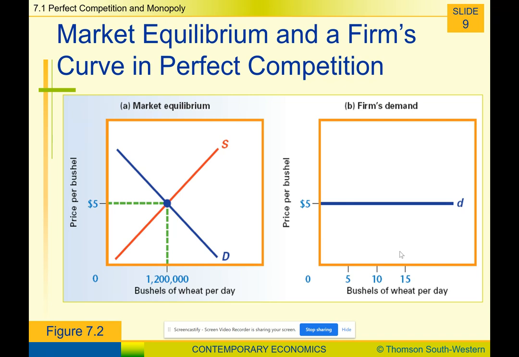Equilibrium, guys. The word equilibrium means equal. It means that it matches, right? So if you're looking at the market equilibrium and a price per bushel of wheat, you will see that at $5, there are 1,200,000 bushels of wheat sold per day. The firm's demand stays constant. It's equal because it's a perfectly competitive market.